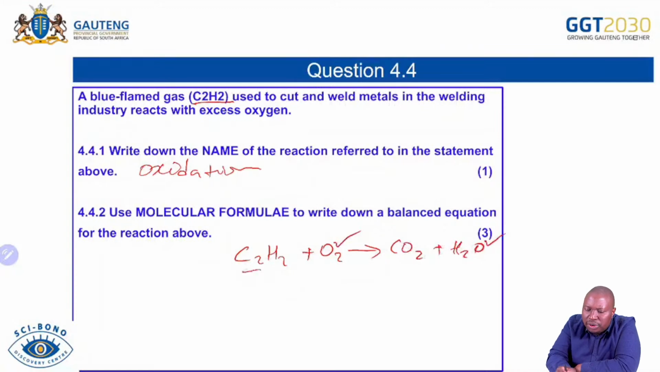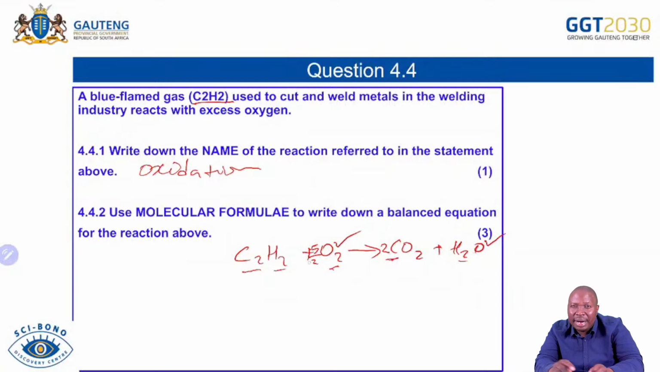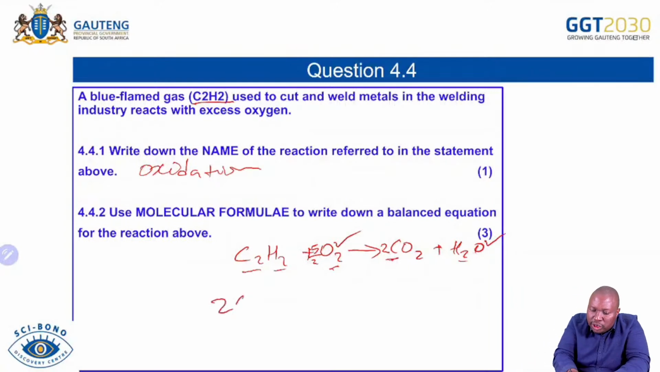You can see we have 2 carbons here, we have 1 here, so I can write a 2 there to balance the carbons. So then the carbons are balanced. We have 2 hydrogens, we have 2 hydrogens. Then you go and check for the oxygens. This side you have 2 oxygens, this side you have 2 times 2, which is 4, plus 1, which is 5. So you can see that if we write 5 over 2 here, we are going to get the right amount of oxygen. However, we don't want fractions in the balancing of equations, so you must multiply everything by 2, which will be 2C2H2 plus 5O2, forming 4 carbon dioxide plus 2 water.